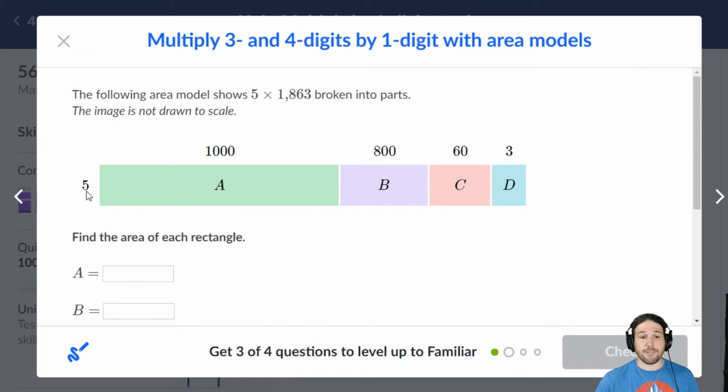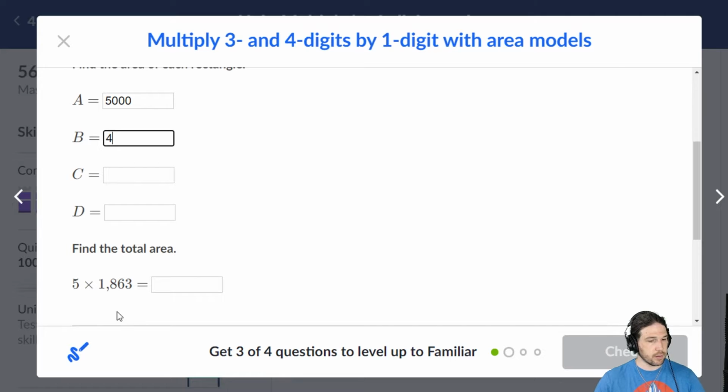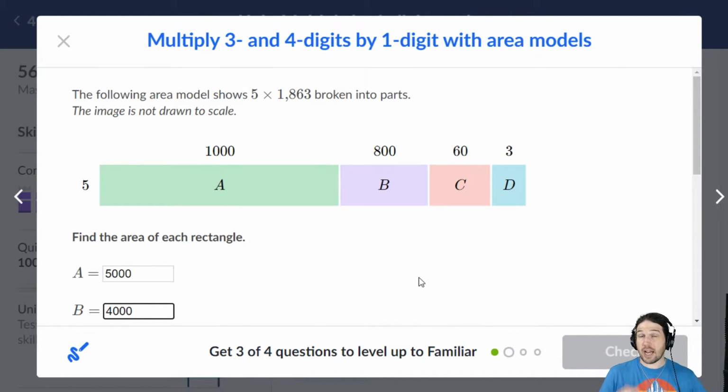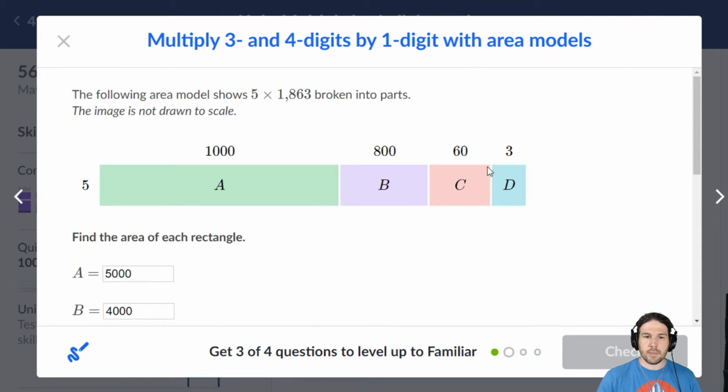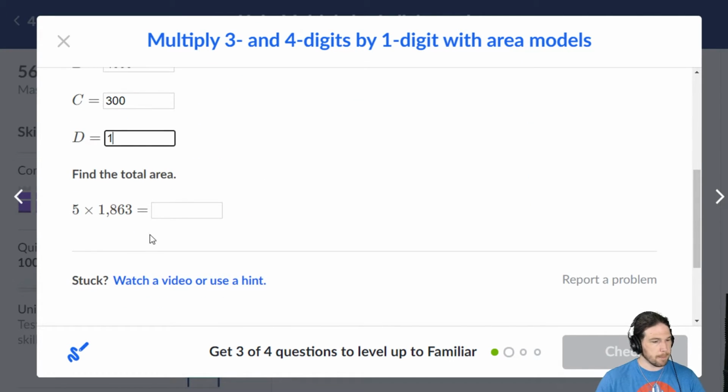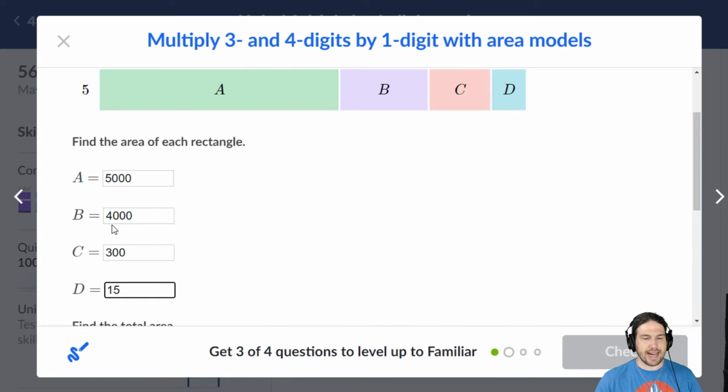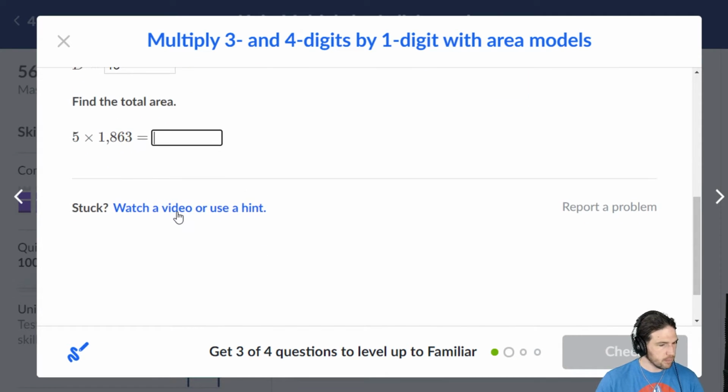Up next, we have 5 times 1,000, which is 5,000. 5 times 800 is 4,000. Remember, it's just 5 times 8, which is 40, and then add the extra 2 zeros. And then let's see, 60 times 5, well, that's 3,000. That's 300, not 3,000. And then 3 times 5 is 15. So it looks to me like we get 9,315.